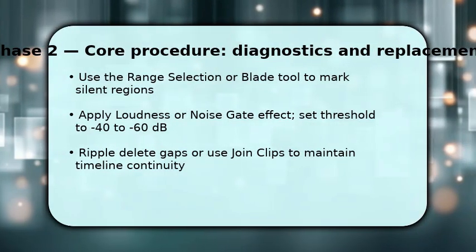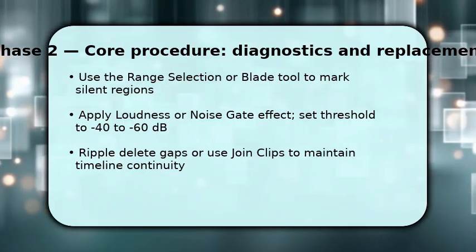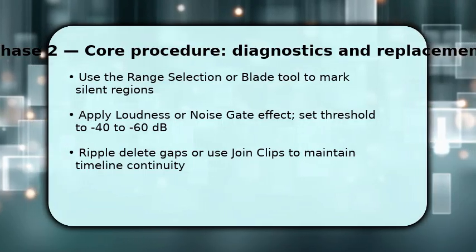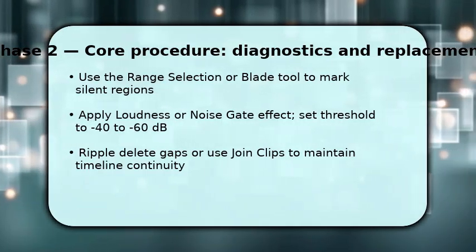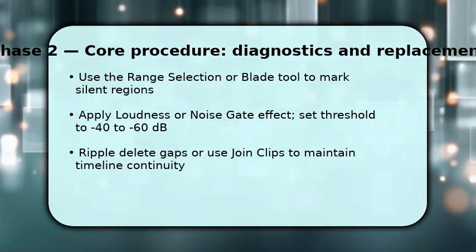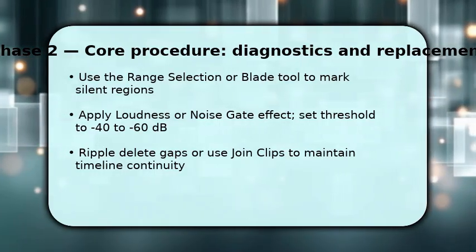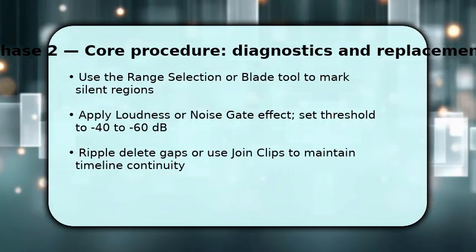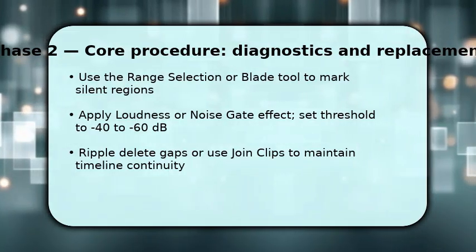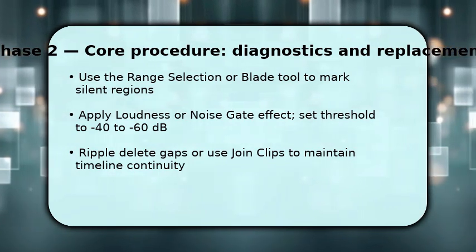Next, you auto-detect and remove silence with a combination of selection and effects. Use the range selection or blade tool to mark obvious silent regions, then apply the noise gate or loudness effect to automatically reduce or trim low-level audio under a chosen threshold. Set the gate threshold around -40 to -60 dB depending on background noise. This removes real silence while keeping breath and ambience. After trimming, ripple delete gaps or use join clips to maintain smooth playback.